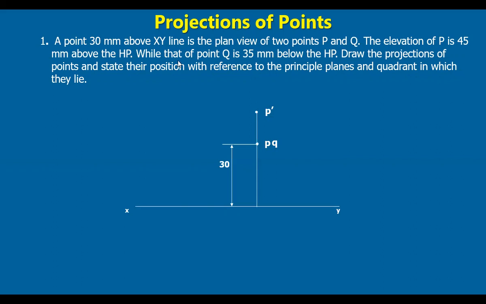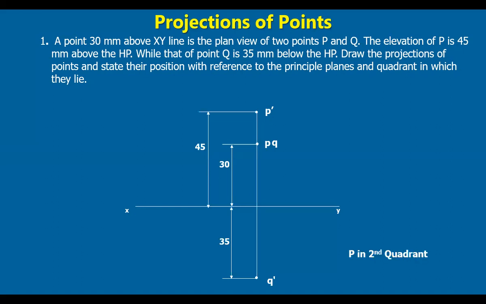While that of Q is 35 mm below the horizontal plane, below the reference line. This is 45, and at a distance of 35 mm below the reference line, below the HP, we get the front view. So the distance is marked 35 mm, and draw the projections of the points and state their position with reference to the planes. That is, where these points are lying, right? So we have to specify the quadrant where each lies.